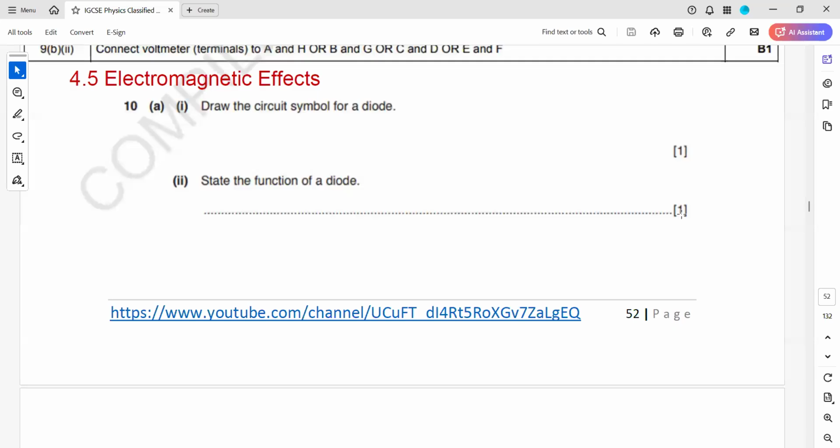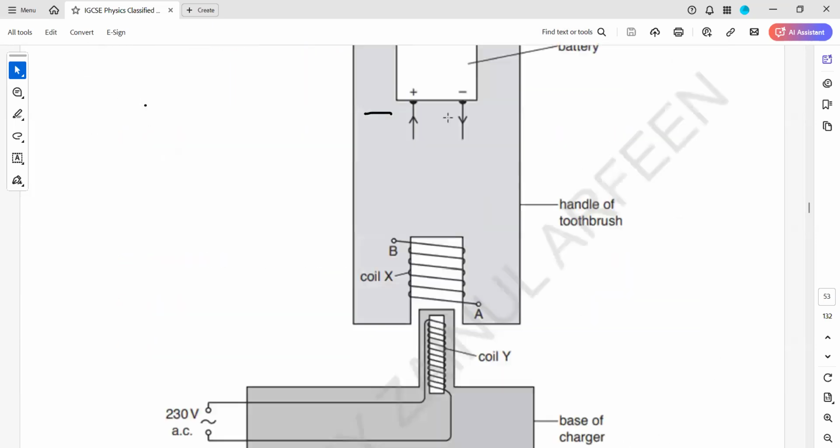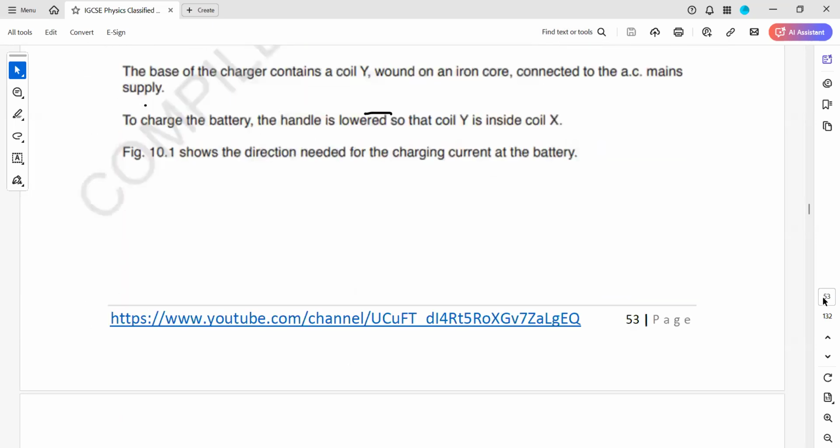This is page 52. Electromagnetic effect. Draw a circuit symbol for a diode. So what is the circuit symbol for a diode? I think we discussed this.